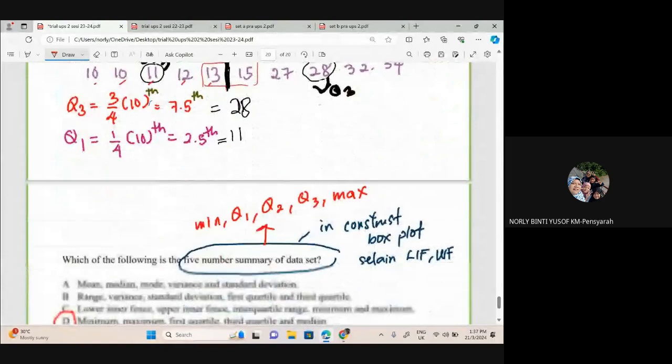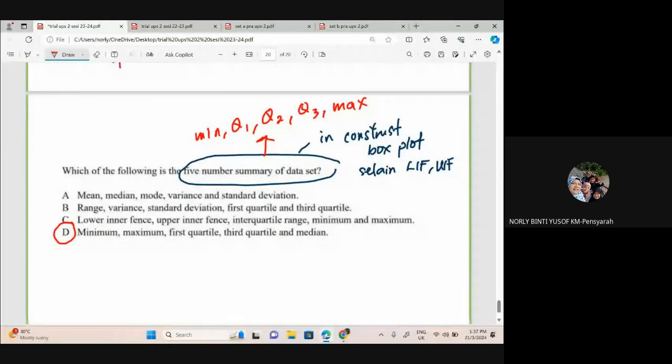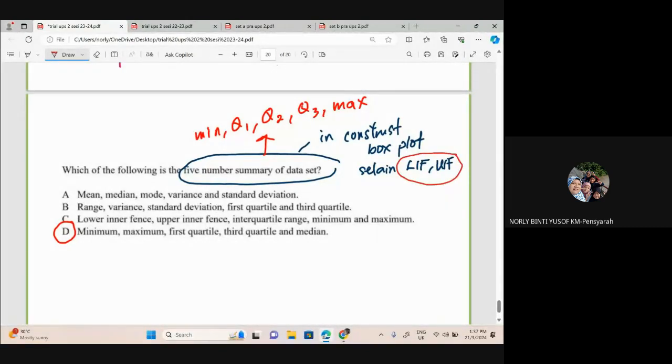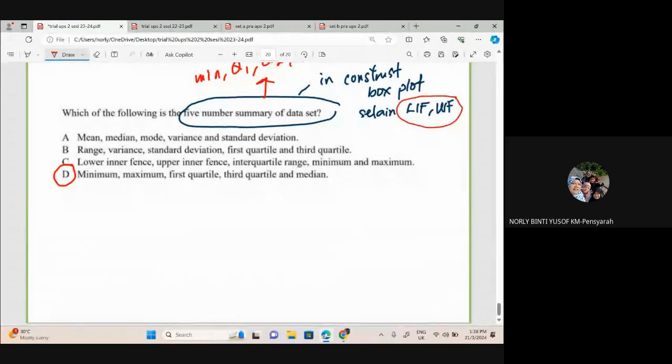Okay, and then soalan last kali, soalan tanya what is the 5 number summary of data. So ini yang madam selalu pesan lah, bila kita nak construct box plot, kita mesti ada 5 number summary of data selain daripada LIF dan UIF yang wajib you ada. Yang masa you buat dekat group assignment pun sama. So this is all konsep yang keluar dekat UPS 1. So jawapannya adalah D. So kalau you betul semua, you dapatlah 20/20. Tu untuk set trial ni lah.